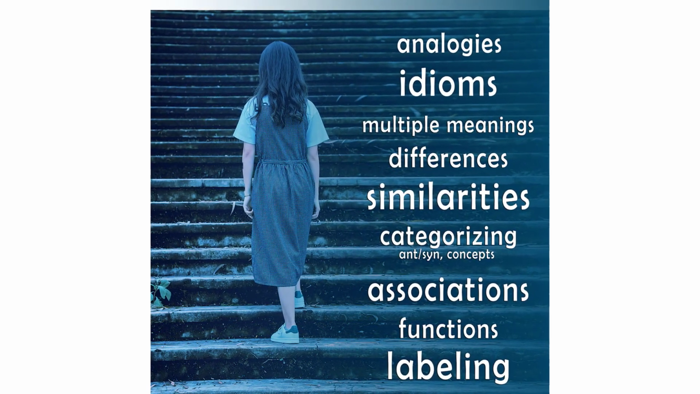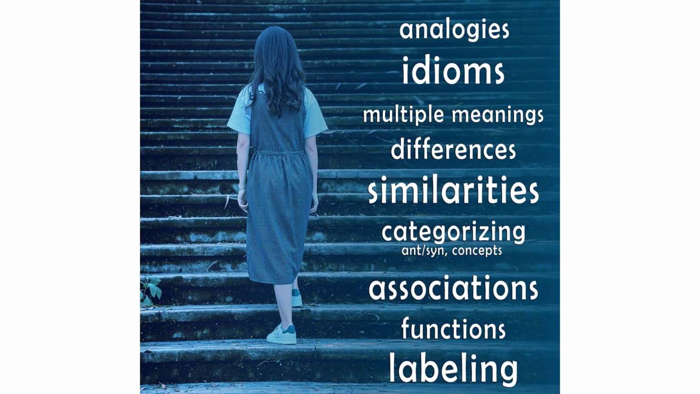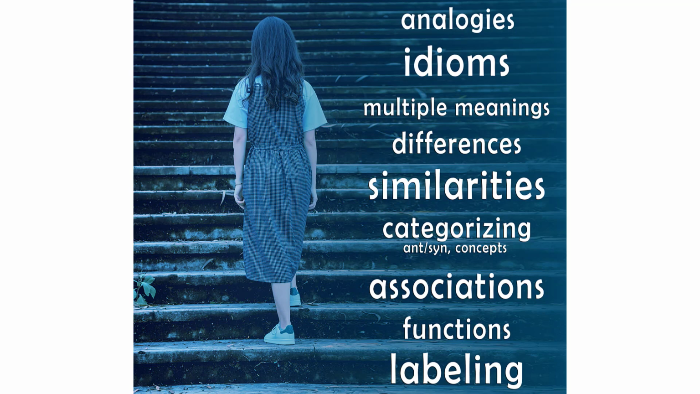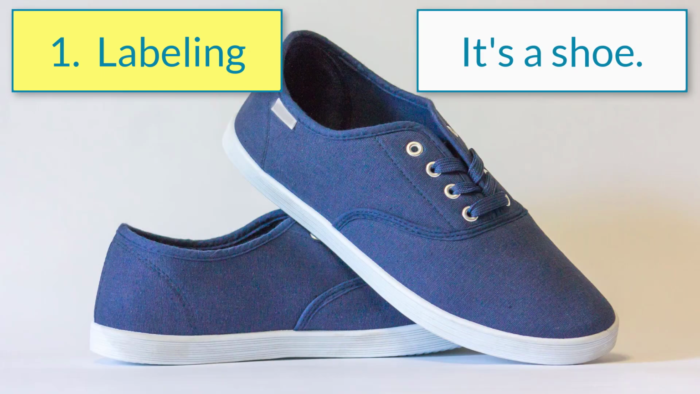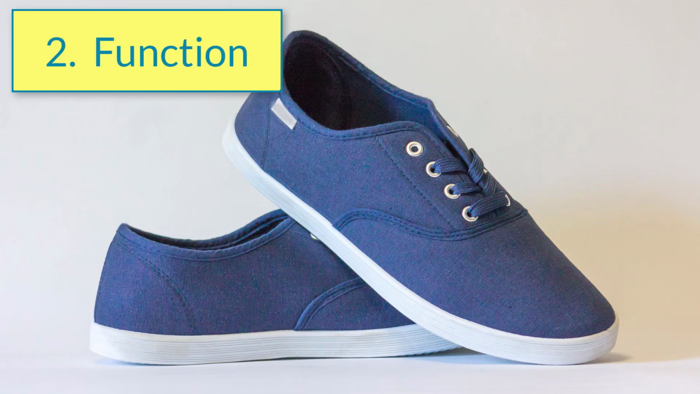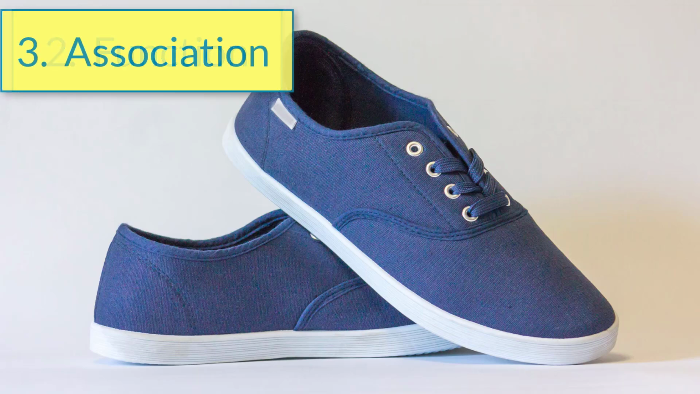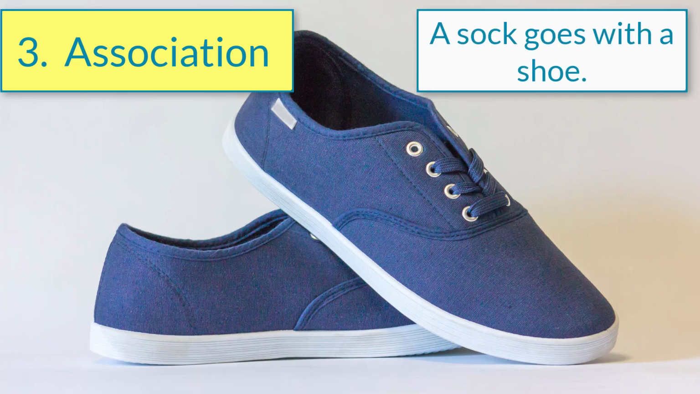If your child is given a language processing test as part of his evaluation, he will likely be tested on these same things. Number 1 would be labeling. Can the child name the object? Like, it's a shoe. Number 2, the next level up, is functions. Can the child tell what the object does? You wear a shoe on your foot. Number 3 is associations. Can the child tell what things go with that object? Socks and feet go with a shoe.